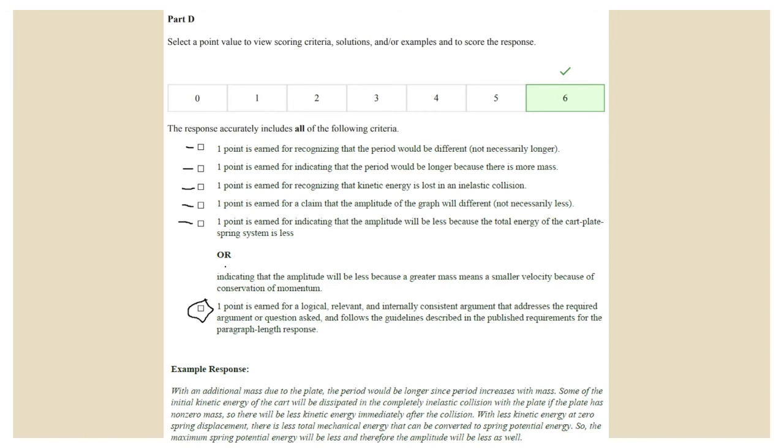Take a second to pause this video here and make sure you really understand all aspects of the scoring guide, and when you hit play, we'll move on.